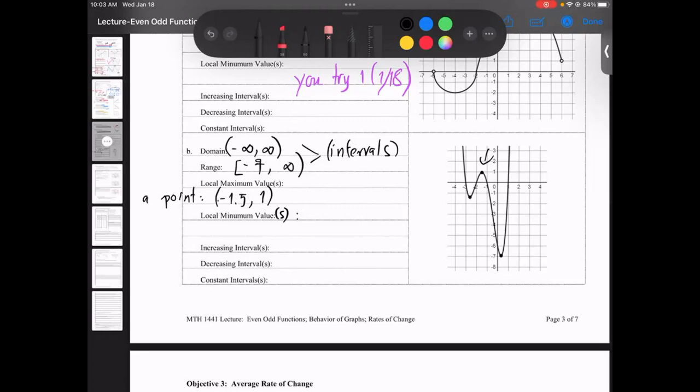Again, eyeball it. I would say -2.7 for the first one. -2.7, -1.2. If you do -1.3, that's fine. And then another one is 0.3. Let's say 0.2, -7. Points. So far, so good.